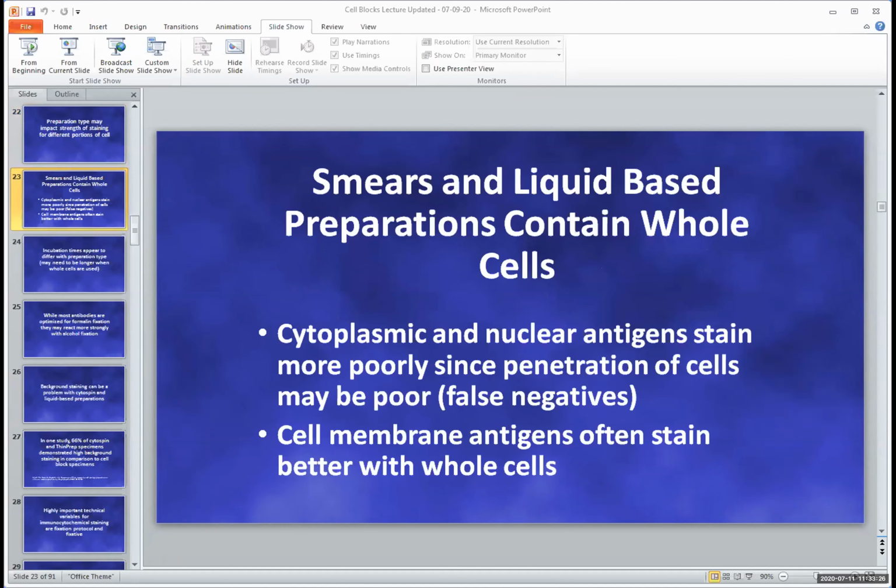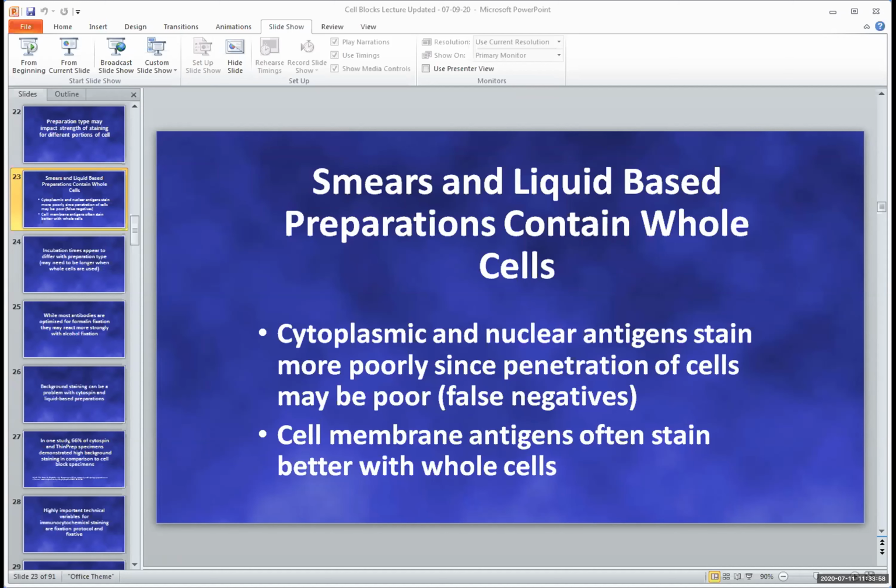Smears and liquid-based preparations contain whole cells. Cytoplasmic and nuclear antigens stain more poorly in many cases, since the penetration of the cells may be delayed or poorer. This can lead to false negative diagnoses, or it can lead, when you're quantitating the amount of staining, or making a qualitative assessment, such as for estrogen receptors, progesterone receptors, you may underestimate the strength of the staining.